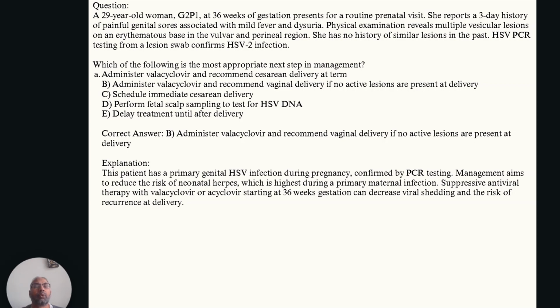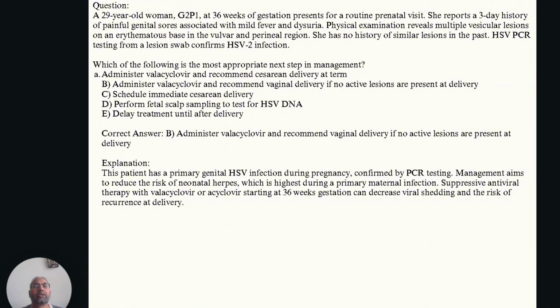So how are we going to rule out these choices? A is administer the valacyclovir, B is administer valacyclovir and recommend vaginal delivery if no active lesion is present, C is schedule immediate cesarean delivery, D is perform fetal scalp sampling to test for HSV DNA, and E is delay treatment until after delivery.